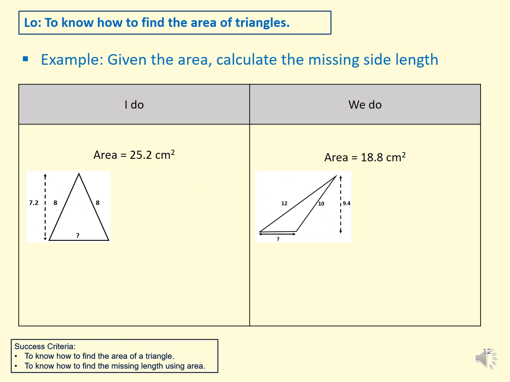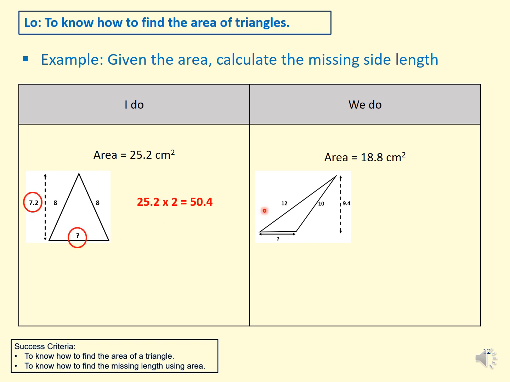Now again, same type of question, but different type of triangles. Again, we need to go backward. So when we have an area, when we want to find the missing lengths, we go backward. So instead of dividing by 2 at the end, I need to times by 2. So I times area by 2. If I times 25.2 by 2, I get 50.4, which means if I times a perpendicular height by the base, which is the missing length, I get 50.4.